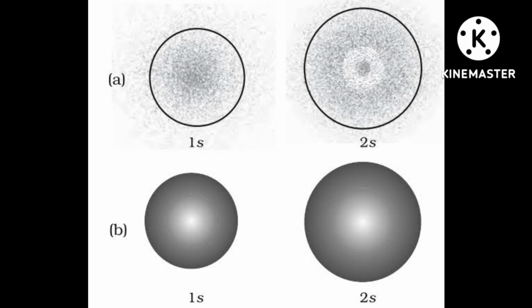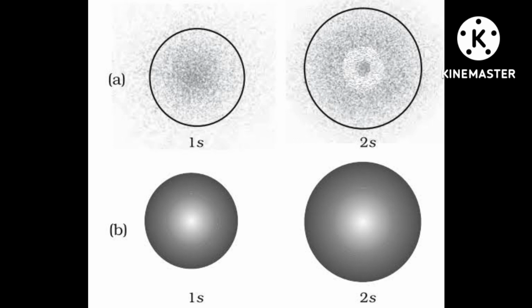So the question is n is equal to 5, L is equal to 3. n equal to 5 means 5, and 3 means F. S, P, D, F are 0, 1, 2, 3, the fourth is F. Then the orbital is 5F. n is equal to 5, L is equal to 3 means 5F.